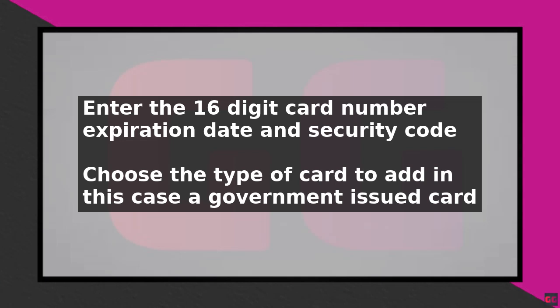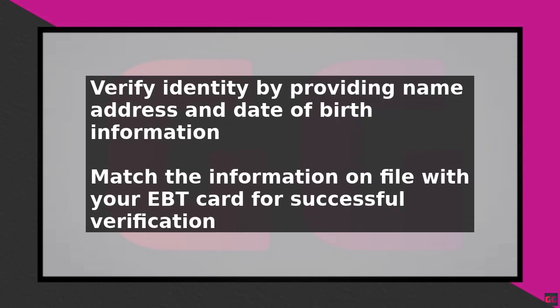Cash App will then attempt to verify the card by making a small deposit to your EBT card. This deposit should appear on your EBT card statement within 1 to 2 business days. After the deposit has been made, return to the Cash App and enter the amount of the deposit to complete the verification process. Once your EBT card has been successfully linked to your Cash App account, you can use it to send and receive money, pay bills, and make purchases.